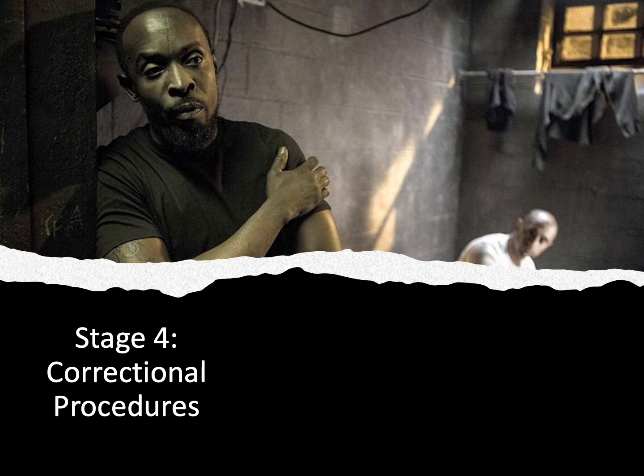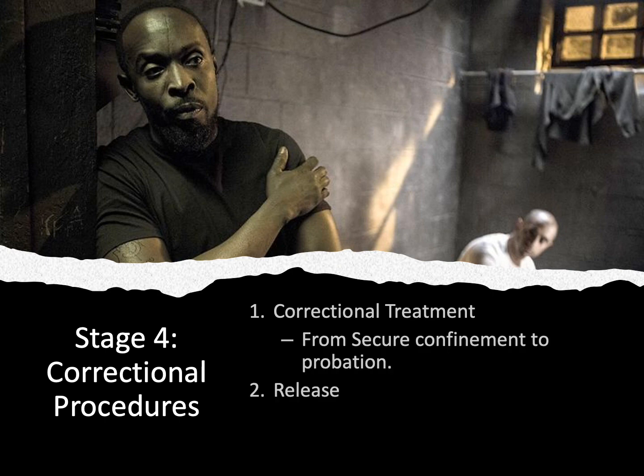The final stage of the criminal justice process is stage 4, correctional treatment. There are 3 steps in the correctional procedure stage. Step 1 is correctional treatment, step 2 is release, and step 3 is post-release. The picture there is a picture of confinement.